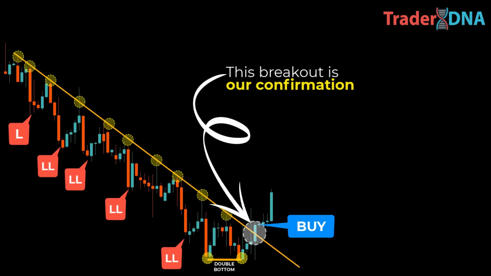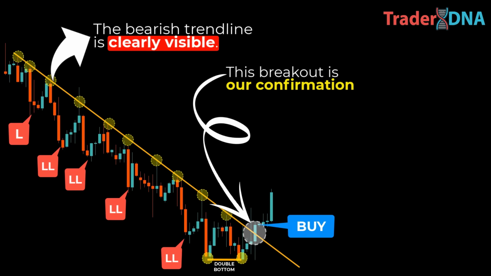But, and this is extremely important, just like I explained earlier, this entire strategy is only valid if the bearish trend line is clearly visible. If you cannot draw that bearish trend line cleanly across the swing highs, then stop right there. Do not use this strategy. Without a well-defined trend line, this setup loses its edge and becomes unreliable.